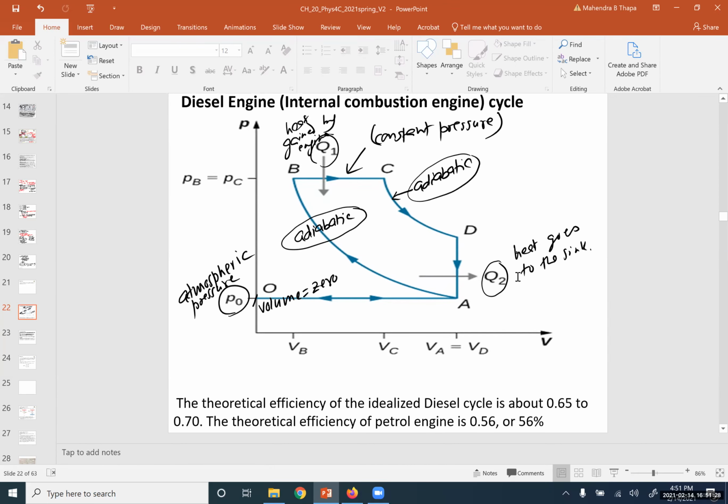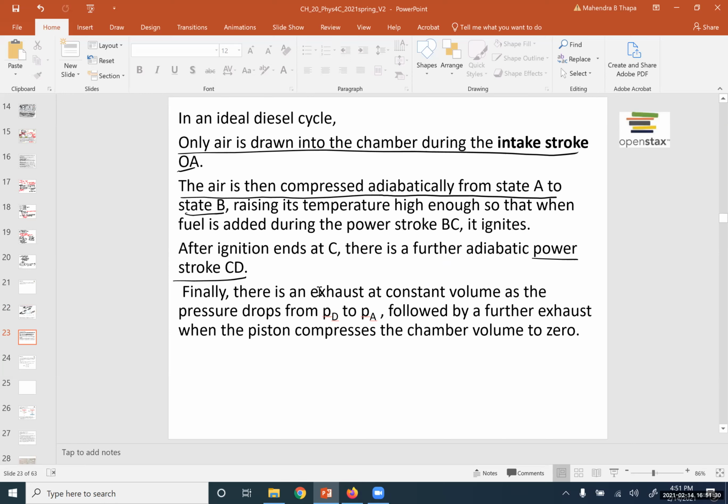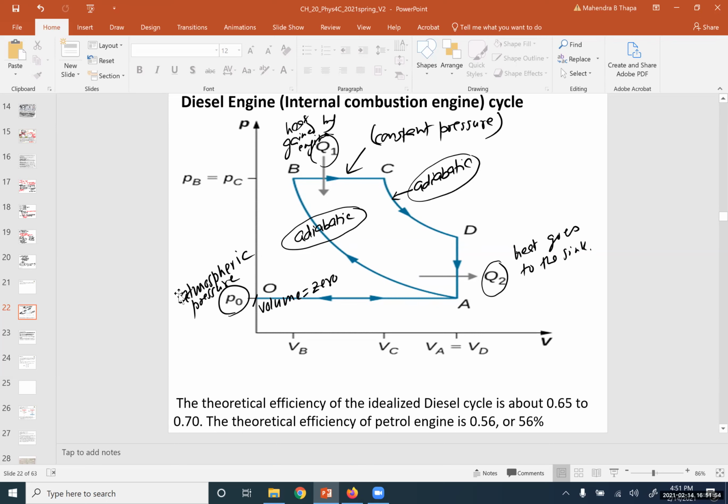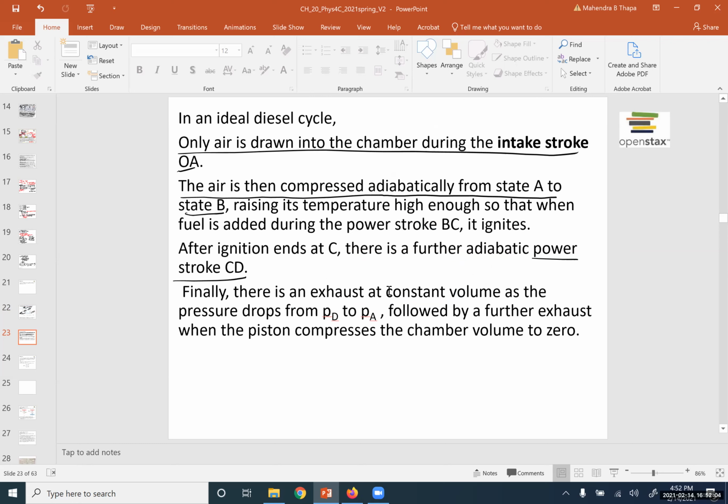Okay, so in this process, you see that finally there is an exhaust at constant volume as the pressure drops from PD to PA. So pressure is not constant in this cycle. Volume is constant. So at constant volume, pressure will drop from this point D to A. Okay, but volume is constant. So finally at A, it again comes back to its original state where the volume is zero, means the cylinder is empty. Okay, so this cycle is repeated again.